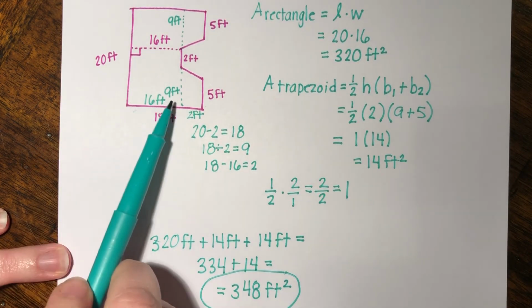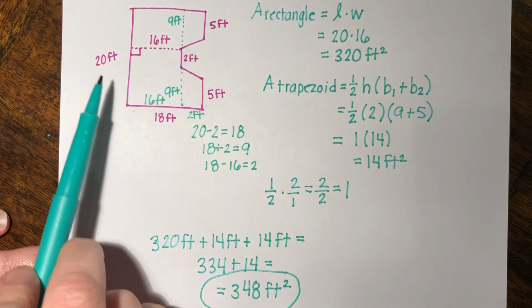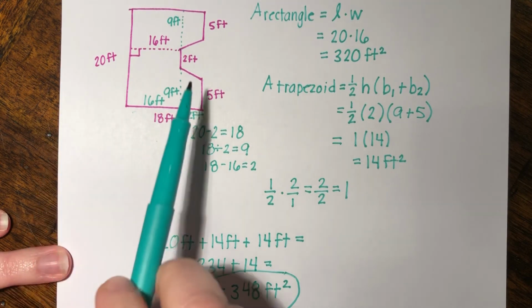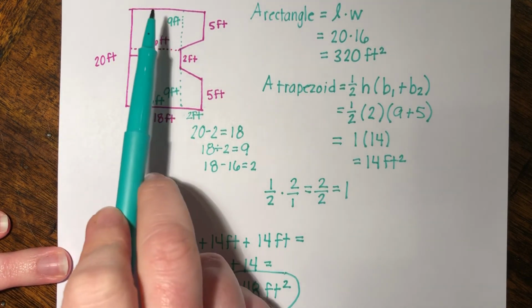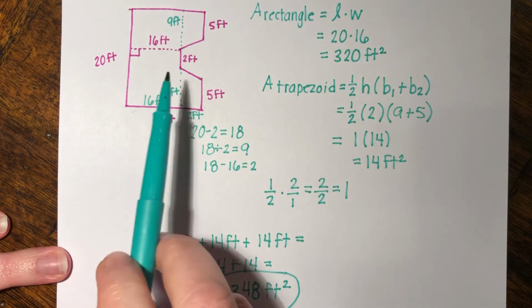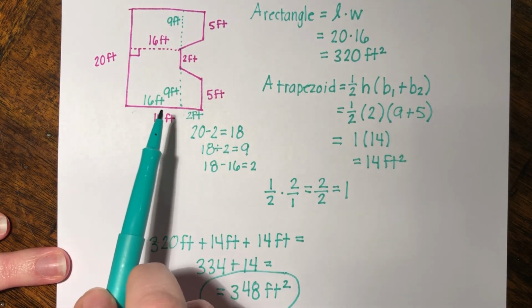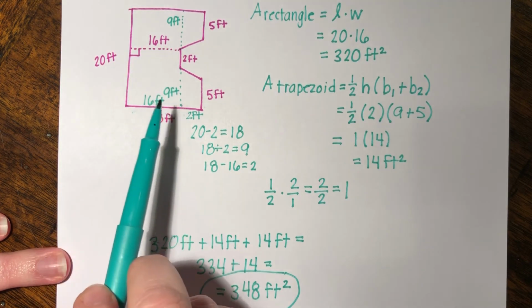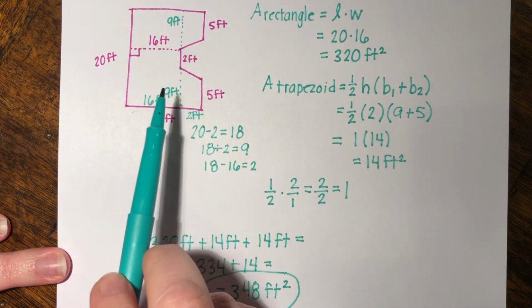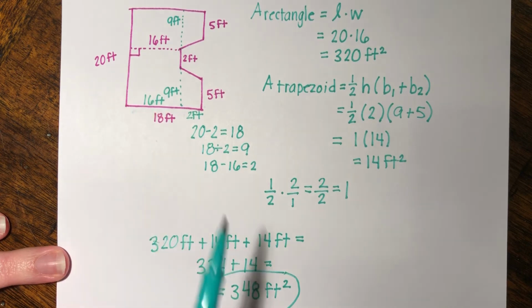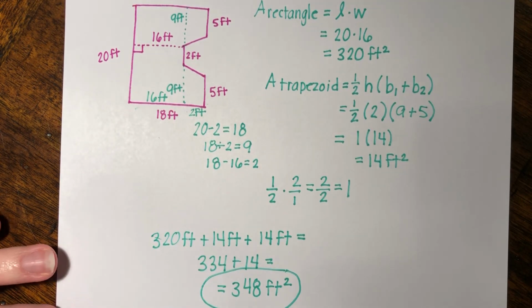Now remember, we had to break this down into shapes that we know the area for. So we made one large rectangle here. And then when we did that, it left us with 2 congruent trapezoids. So we found the area of our rectangle, then found the area of our trapezoid, added them all together, and got 348 square feet.